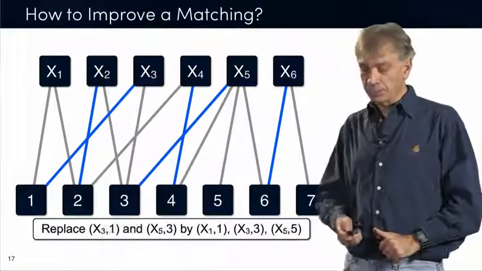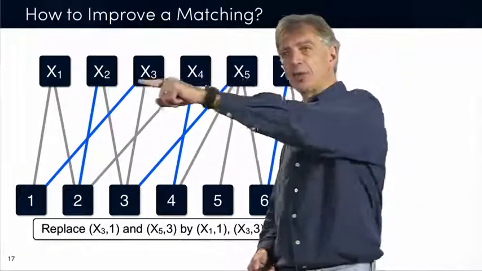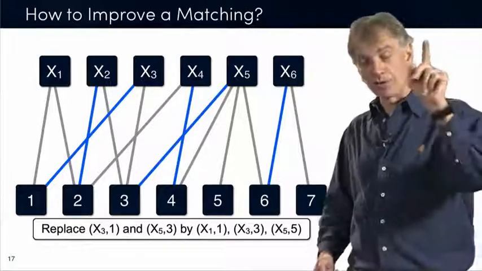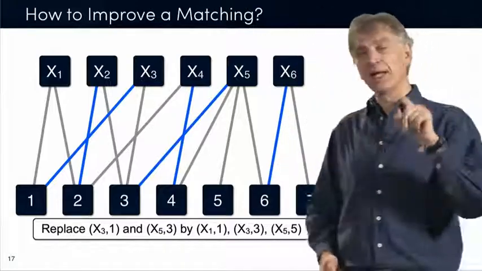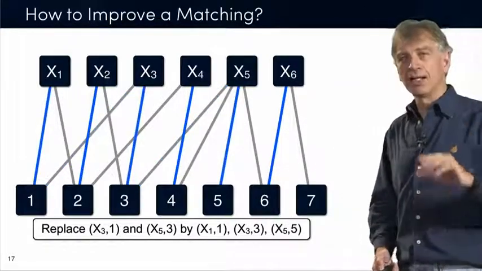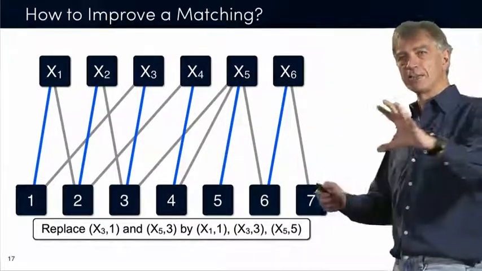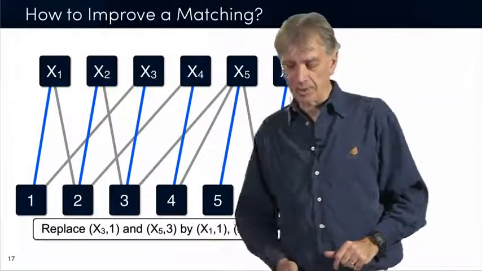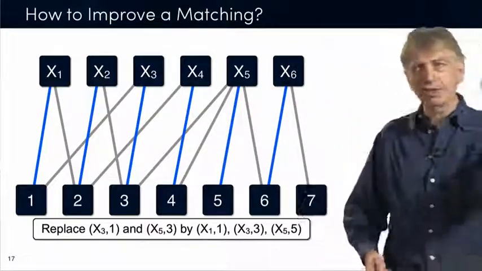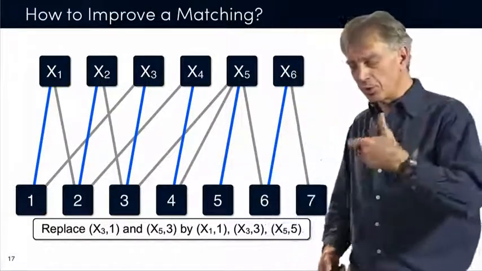I can keep on improving this matching. I can replace the edge x3 assigned to 1 by 3 new edges. Actually, I also have to remove x5 to 3, and I replace them by x1 to 1, x3 to 3, and x5 to 5. So I remove 2 edges, and I replace them by 3 new ones, and then I get this beautiful matching where essentially all the variables are matched. I have a maximum matching, and I know that this constraint is feasible. So what I basically did was always selecting 1 edge and replacing it by 2, or selecting 2 edges and replacing them by 3, and that's how I improve the matching. Now this is not precise enough, and I'm going to go into more details.